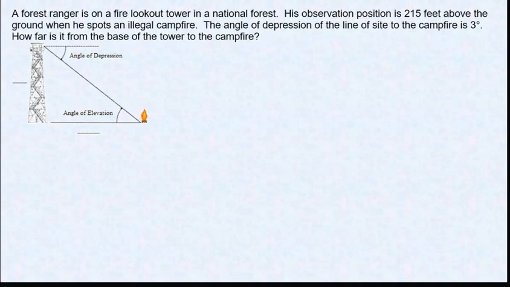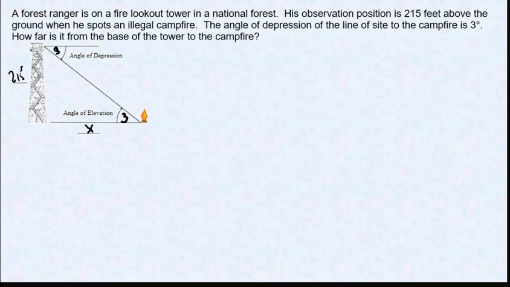His observation position is 215 feet above the ground when he spots an illegal campfire. The angle of depression of the line of sight to the campfire is 3 degrees. How far is it from the base of the tower to the campfire? Okay, let's take a look at what's going on here. So the angle of depression and angle of elevation are here, and the tower is 215 feet above the ground, and then we're looking for this distance.